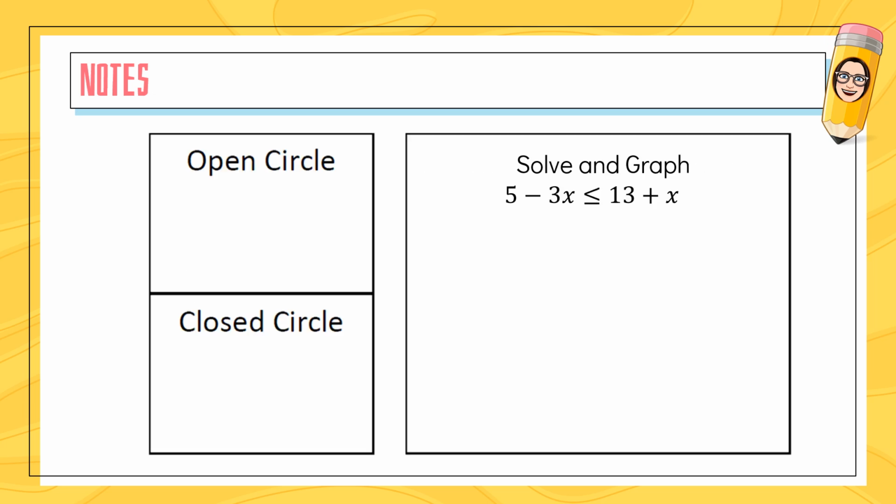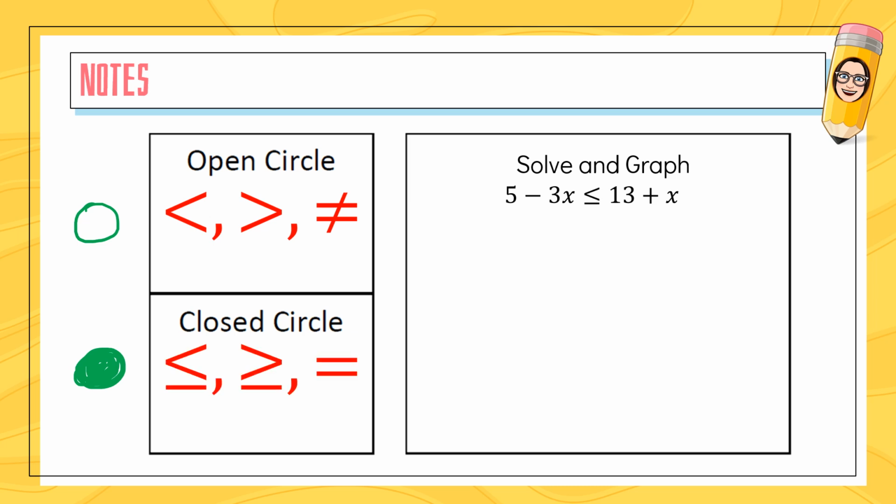All right, let's talk about when is it an open circle, meaning I just draw an open circle, versus when is it a closed circle, or you might say shaded or filled in, okay? It's an open circle if it's less than, greater than, or not equal to. Therefore, if it's a closed or shaded circle, that occurs when it's less than or equal to, greater than or equal to, or equal to. If there's equal, it's closed. Not equal, open. All right?